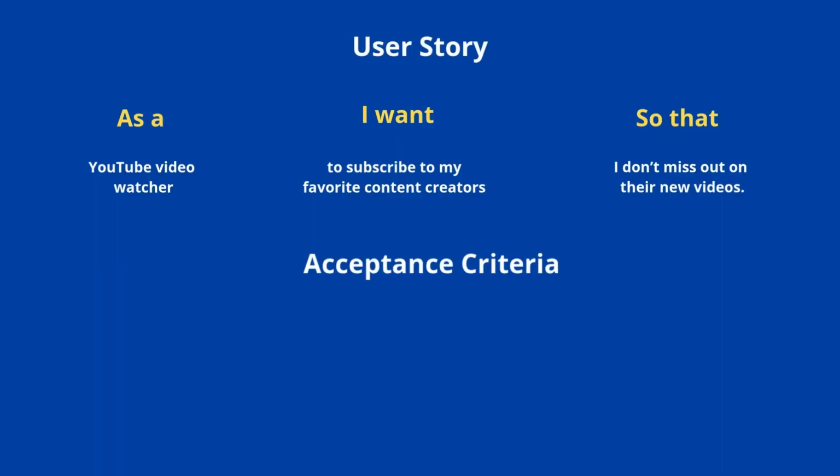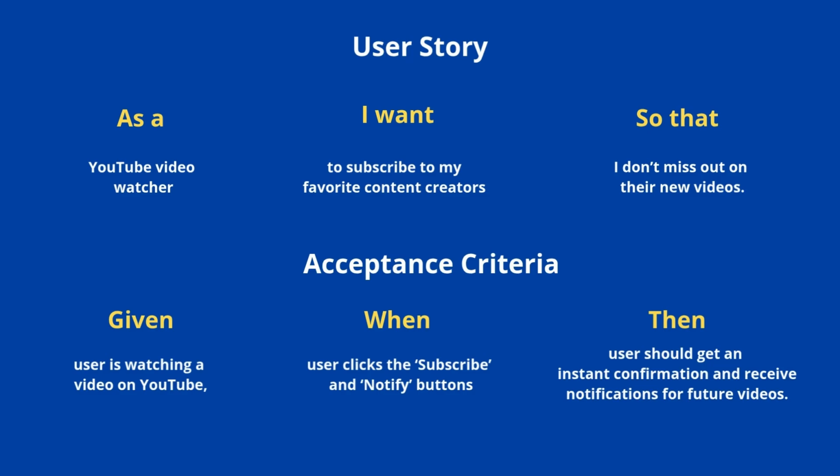One of the most common ways to write acceptance criteria is the given, when, then format. Let's take our YouTube user story example and apply this. Given I am watching a video on YouTube, when I click the subscribe and notify button, then I should get an instant confirmation and receive notifications for future videos. As a good practice, always write the acceptance criteria with your team, or if you are the product owner, draft them first and then review them together with your team.